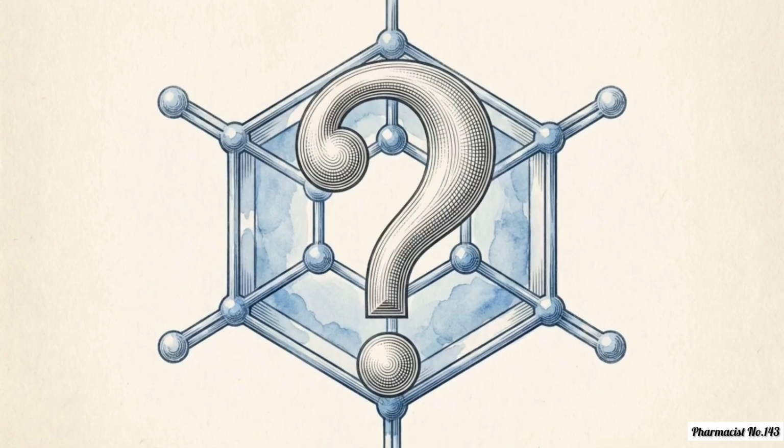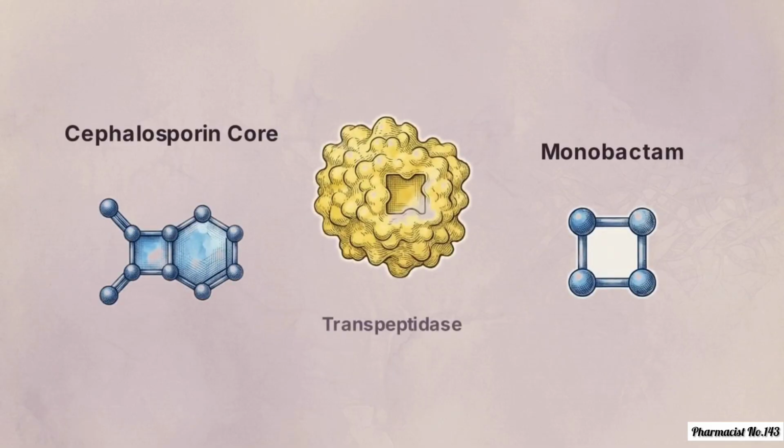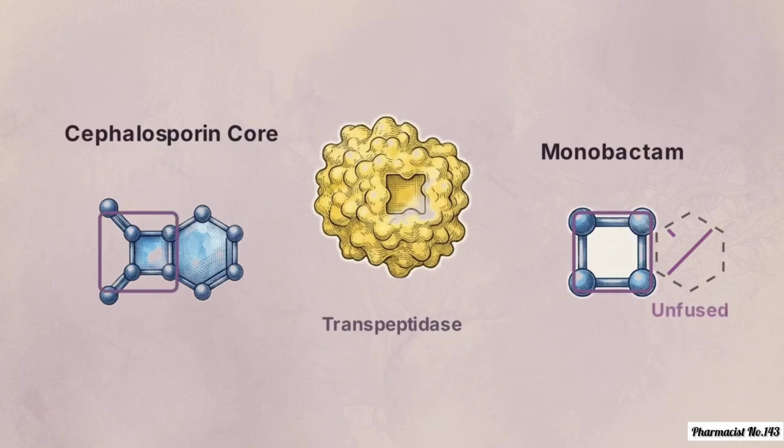All of this raises a structural question. Is the secondary 6-membered dihydrothiazine ring strictly necessary to inhibit transpeptidase? The answer lies in a distinct subclass of beta-lactam antibiotics known as monobactams. Look at this structural comparison. Unlike the fused cephalosporin core, the monobactam drug aztreonam utilizes a beta-lactam ring that stands completely alone. It is totally unfused to any secondary ring.